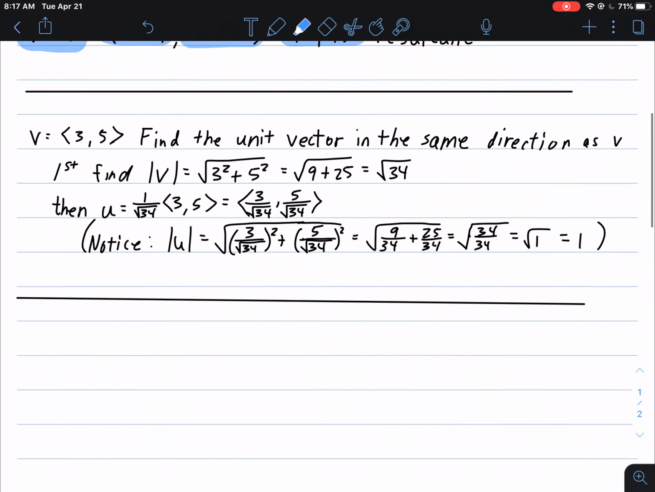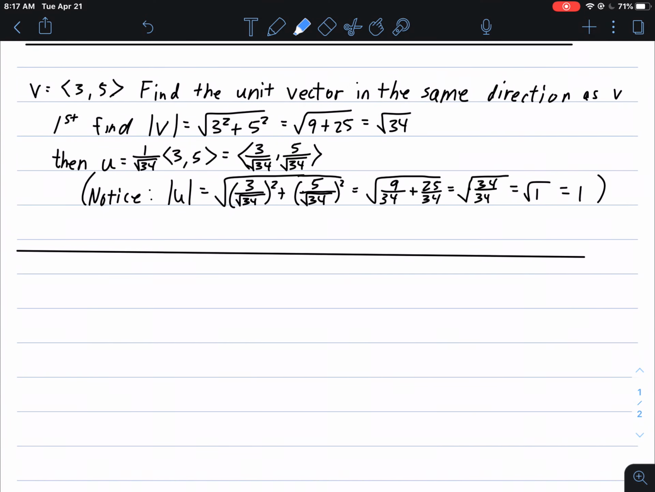And so vector v having components 3, 5, looking for the unit vector in the same direction as v. First thing we'll find is the magnitude of v. Again, I can just use the square root of a squared plus b squared, or the square root of the sum of the squares of the components. So the square root of 3 squared plus 5 squared, 9 plus 25, square root of 34. That's our magnitude of v.